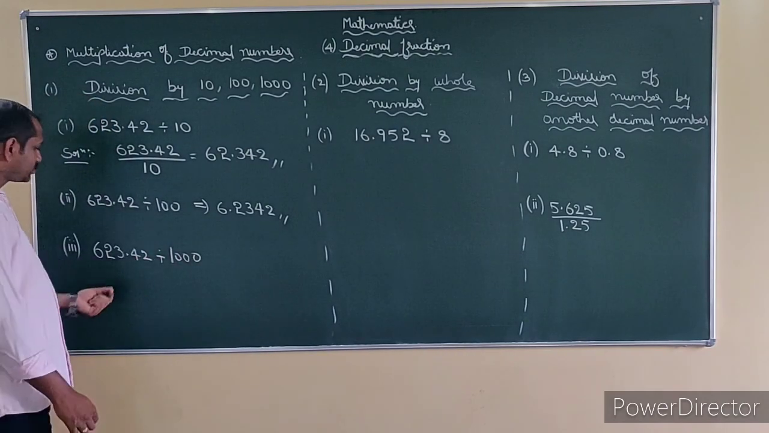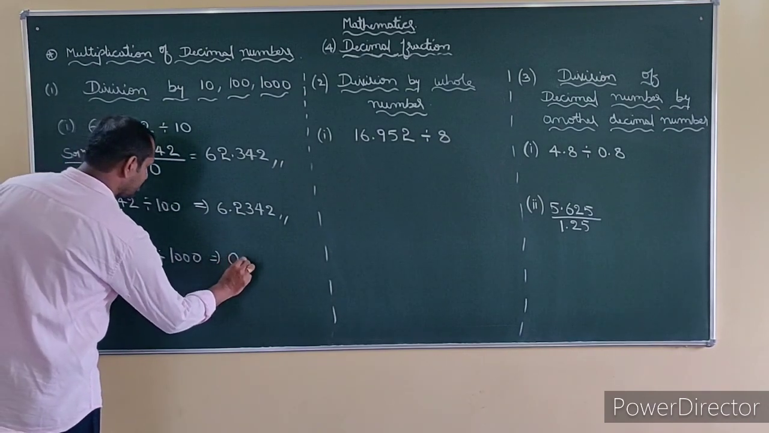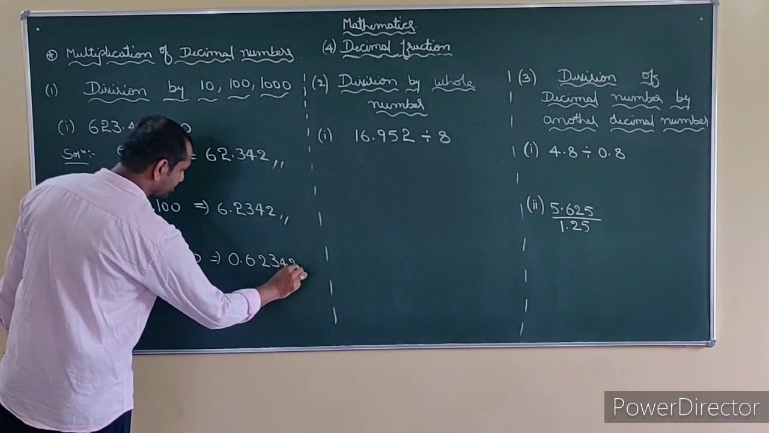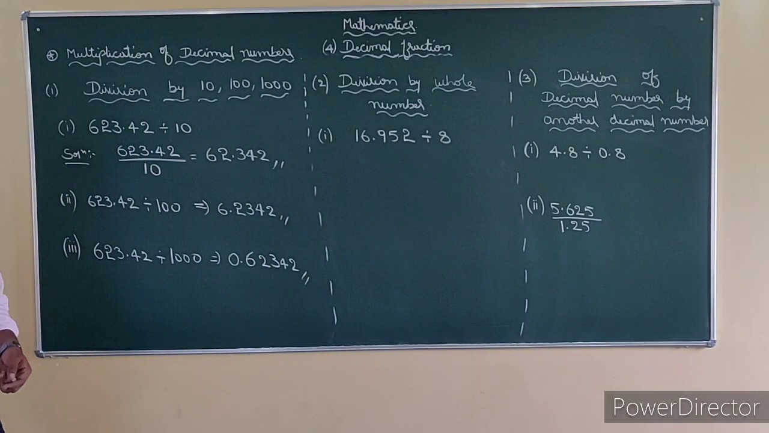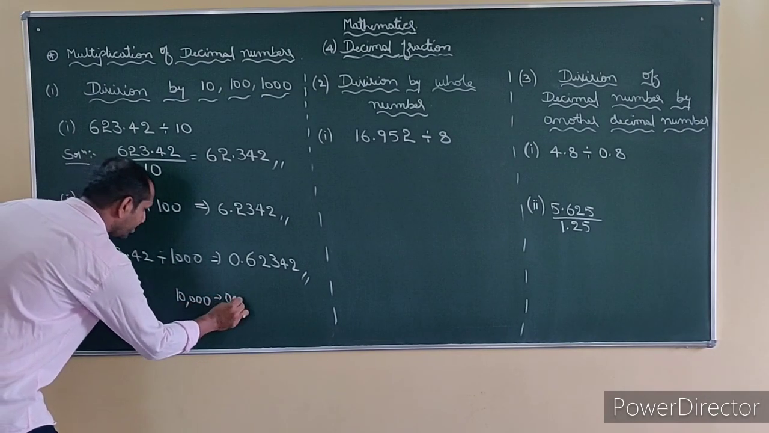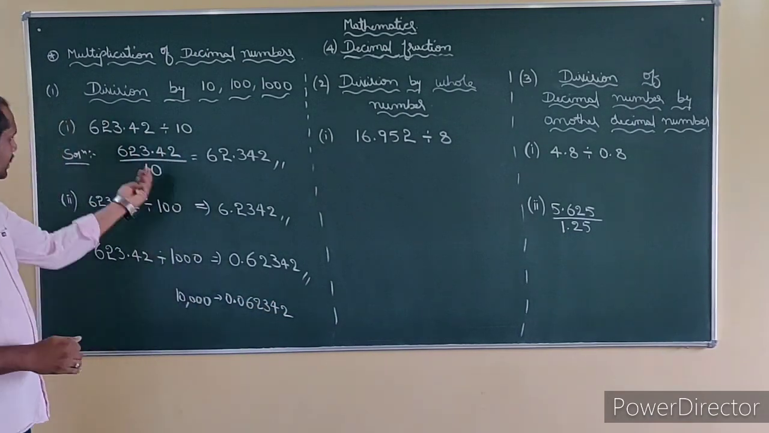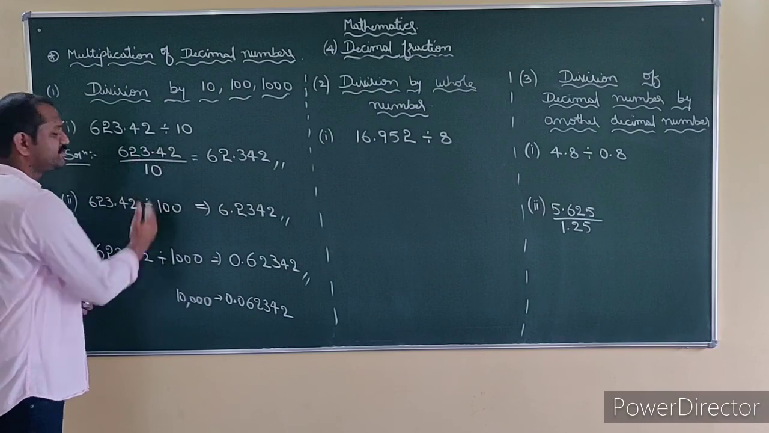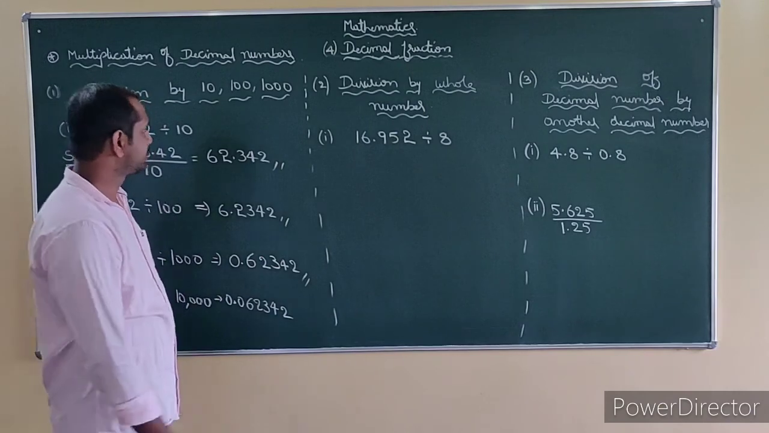Now we have 1000. So what happens? The point shifts after 3 digits: 1, 2, 3. So it becomes 0.62342. See, you understand? Very, very easy. If you want to divide by 10,000, what happens? Then it becomes 0.062342. So always in division, the decimal point shifts towards the left side. When you are doing a multiplication, the decimal point shifts towards the right. We will get multiplication now in some problems, and I will show you how it is.